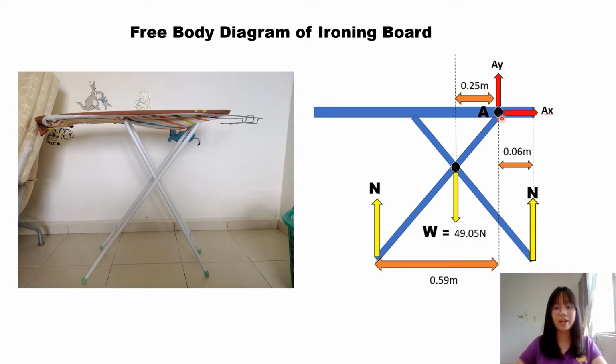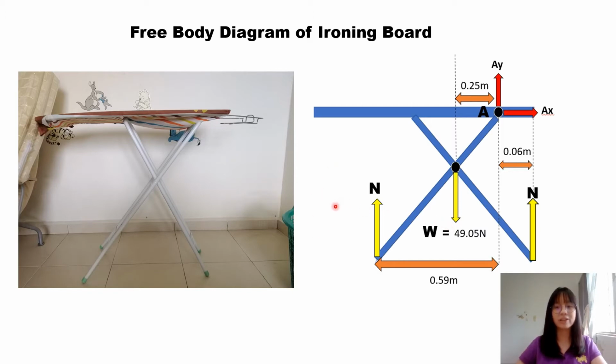Next is point A, which is a pin connection. The reaction forces are Ay, which is the vertical component of the force, and Ax, which is the horizontal component of the force. There are also two normal reaction forces acting upwards at each leg of the ironing board. The direction of this normal reaction force is opposite to the weight of the ironing board.